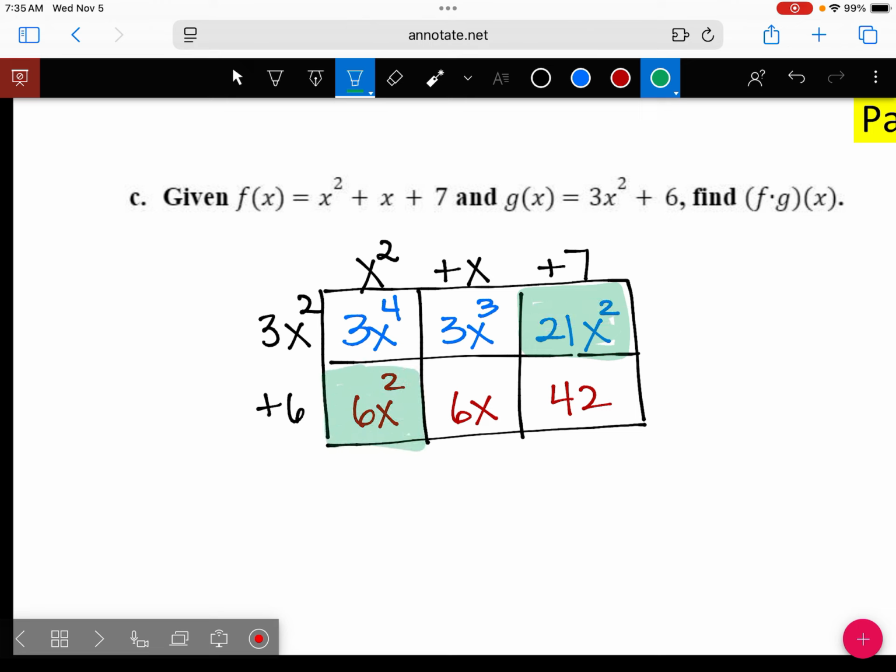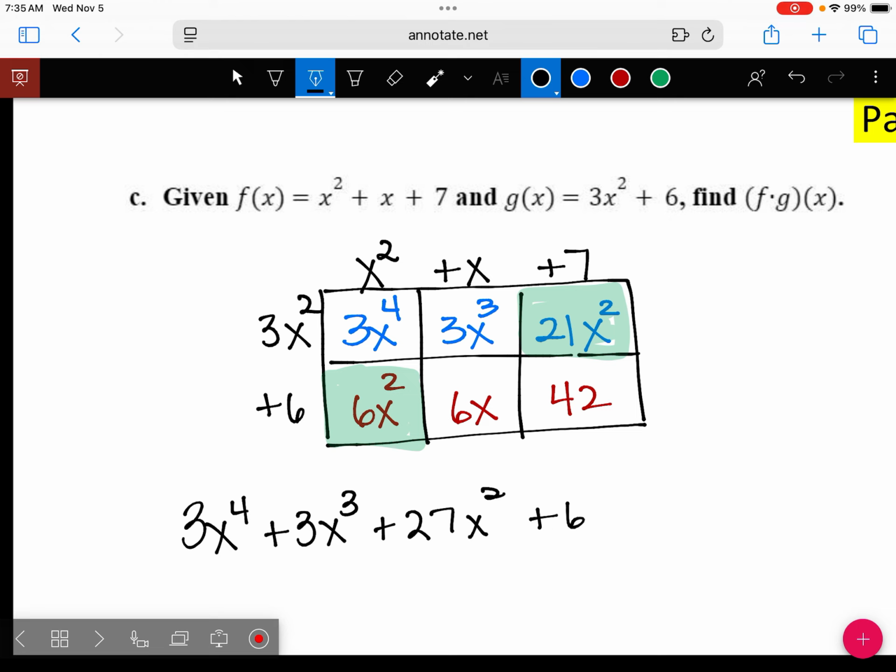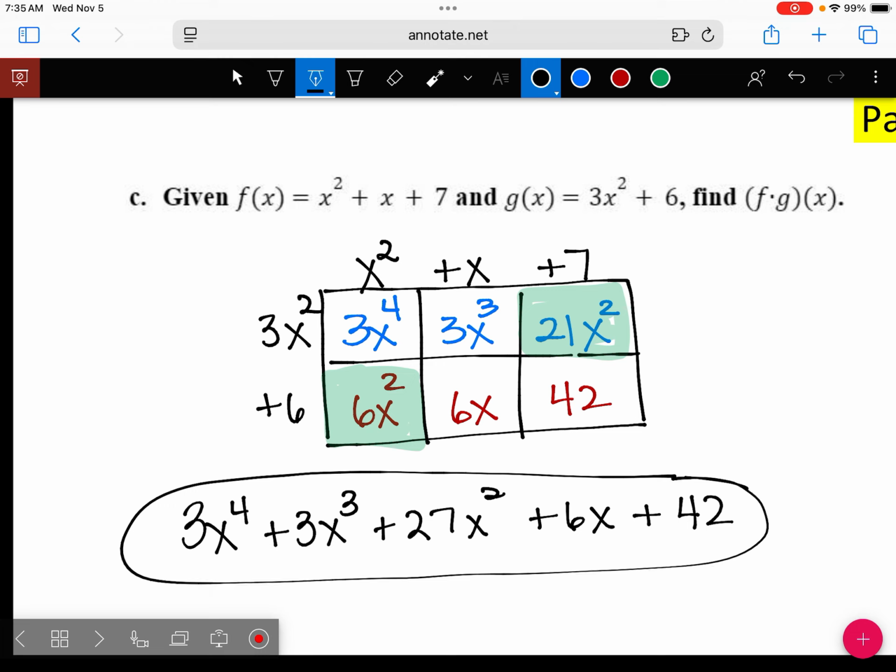So we're going to start with our highest power and go down. That would be 3x to the 4th plus 3x cubed. Now take the 21 plus 6. What do you get when you add the 21 and the 6? 27. And then I have a 6x and I have a 42. So this is a long answer. Really long answer.